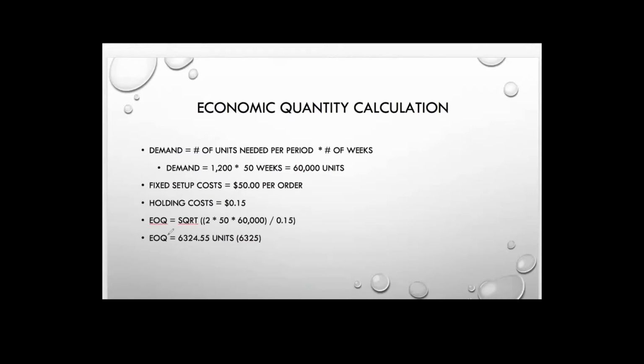So if we do the EOQ, it comes out to 6,324.55. Now, you can't ship a partial unit, so you're always going to round up because you always want to make sure you have enough of this quantity. In theory you could ship 6,324, but for the most part we want to satisfy the entire amount here.